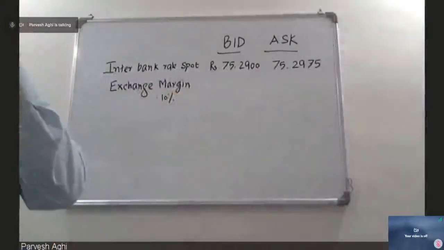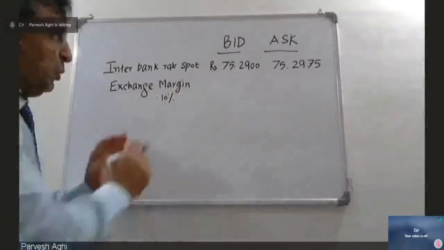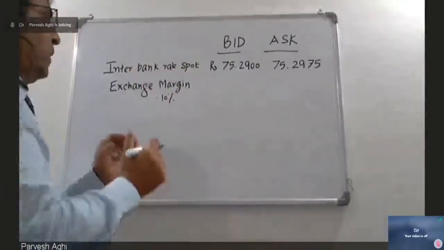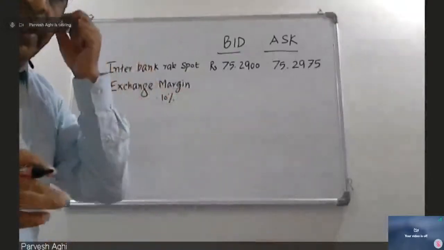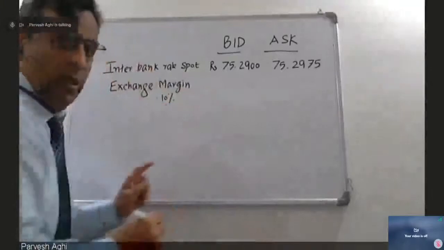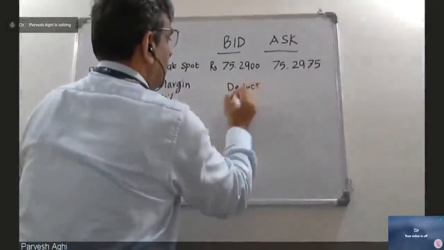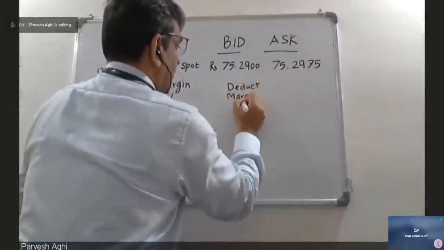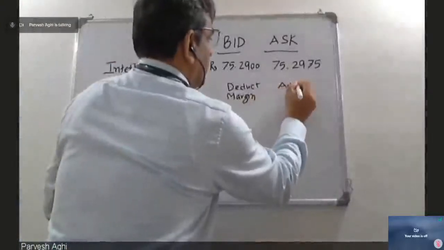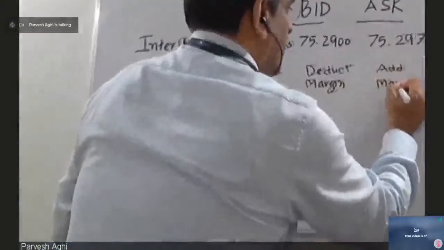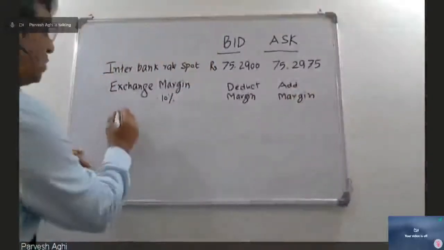0.1%. Okay, fine. So first I'm going to tell you how we arrive from the interbank rate to the merchant rate, and then I'll give you the logic. So first understand what I'm doing. The margin has to be deducted from the bid. Why we do it, I'll explain that. Then here we add the margin.